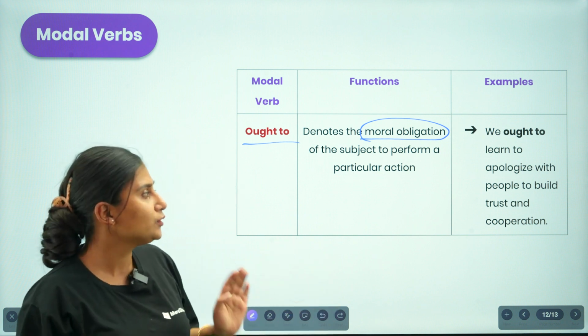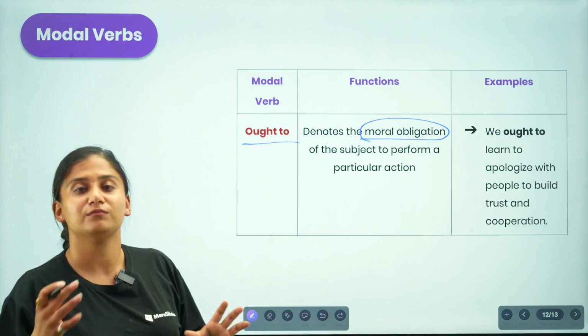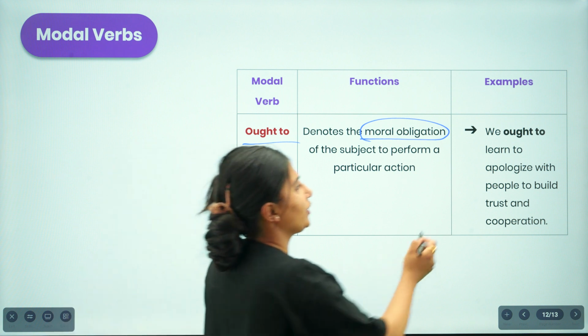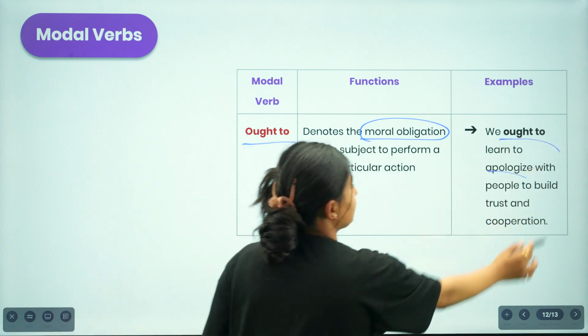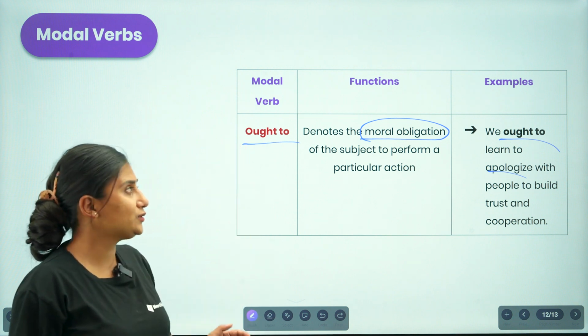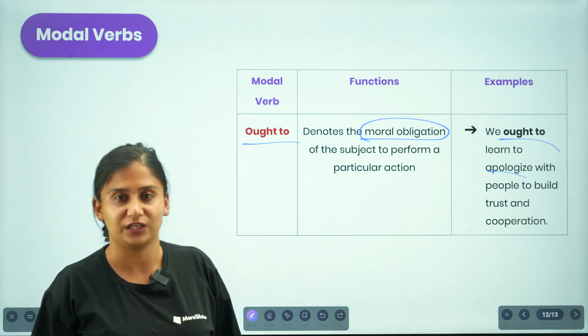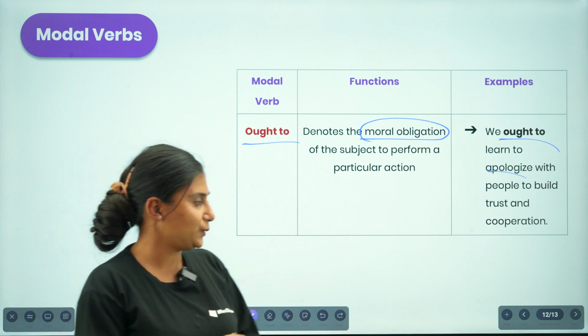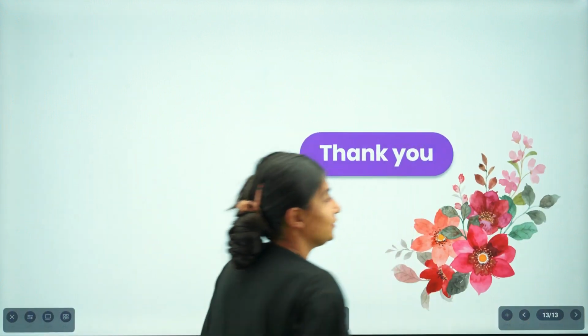So in order to build a relationship filled with trust and cooperation, we are supposed to apologize, right? So this ought to is used in order to emphasize the moral obligation of a subject to perform a particular action. So thank you.